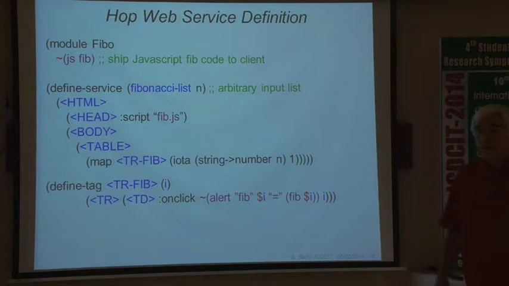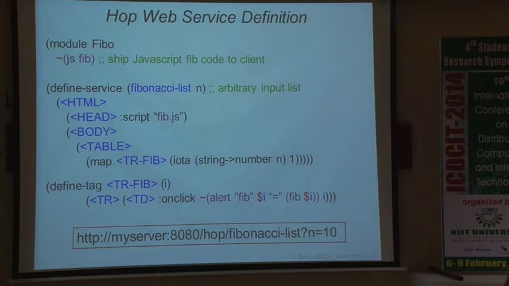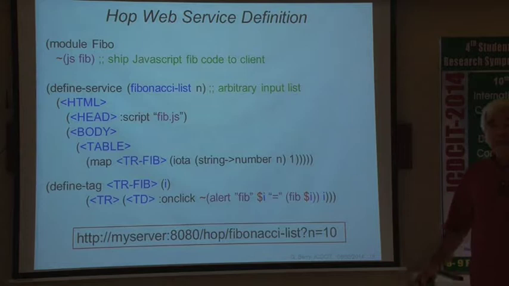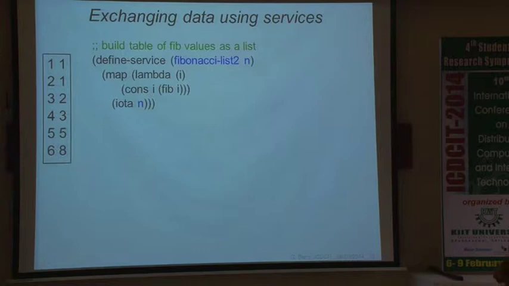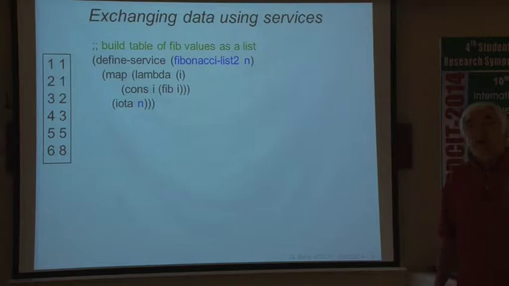And how do I call this service? I say n equals 10 as an argument in the URL. That's standard. So now I can do a list of arbitrary length, which would have been a much bigger problem with HTML. And what I can do here is to say, I don't want to build a web page on the server. I want to build the web page on the client. I can do that exactly the same way, because the same language is available both on the client and on the server, which is not quite true with JavaScript.